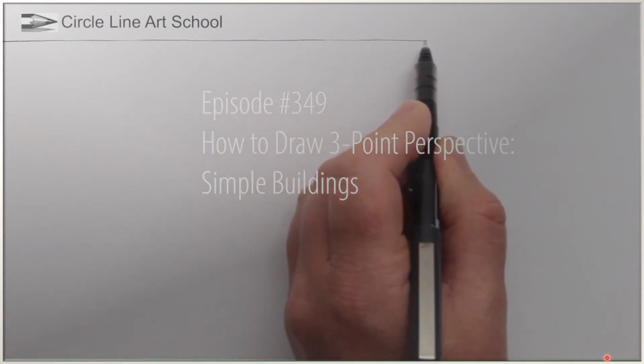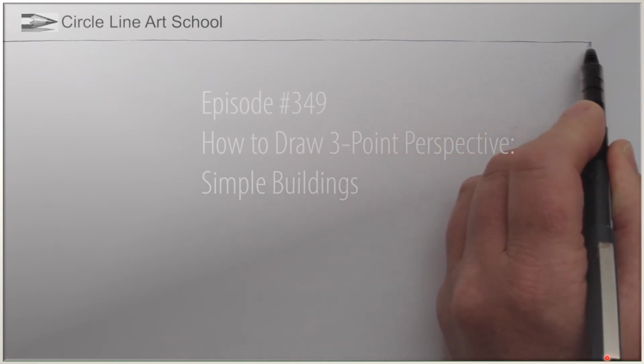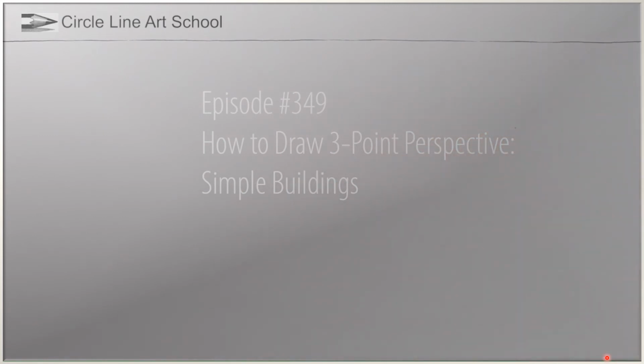In this drawing, as we're looking down, we can draw the horizon line towards the top of the paper, as the horizon line is the height of our eye line, and we're not looking up, so nothing will be above the horizon line, but we are looking down.